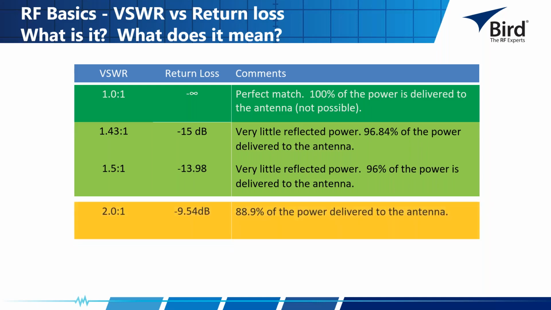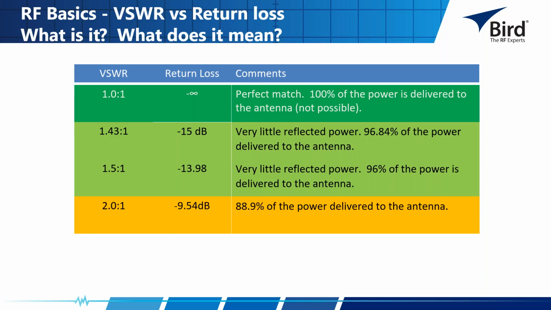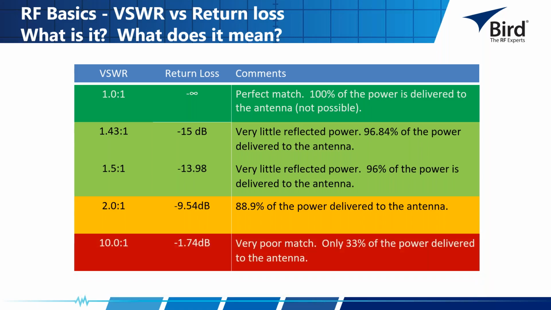This is great. 2.0 to 1 VSWR or negative 9.54 dB return loss. That means roughly 89% of the power gets delivered to the antenna and about 11% is getting reflected back. That's not quite as good as some of the numbers in the green above. Now, if we have a VSWR of 10.0 to 1, that equates to minus 1.74 dB on the return loss scale. This is a very poor match. Only 33% of the power is delivered to the antenna and the rest is being reflected back.